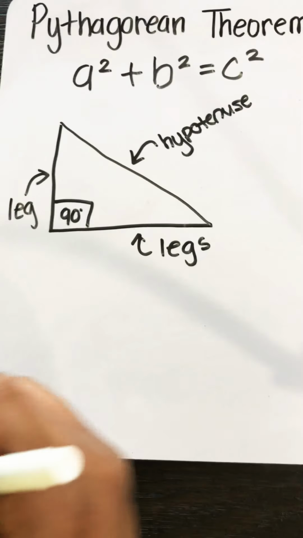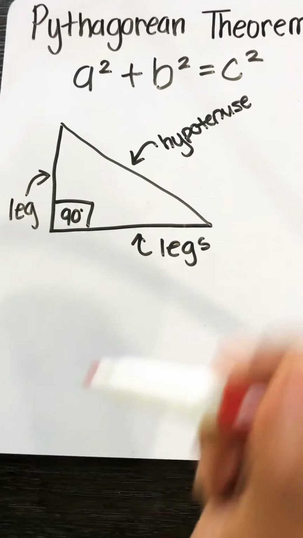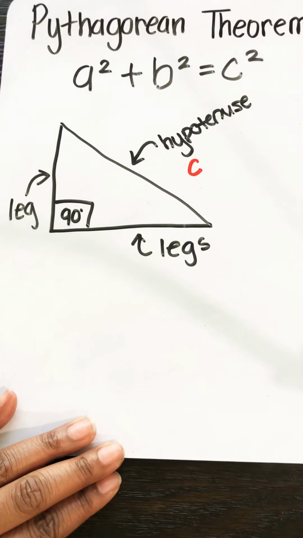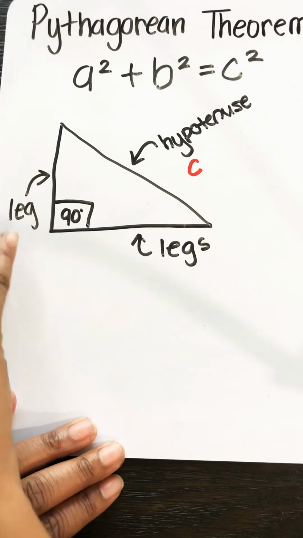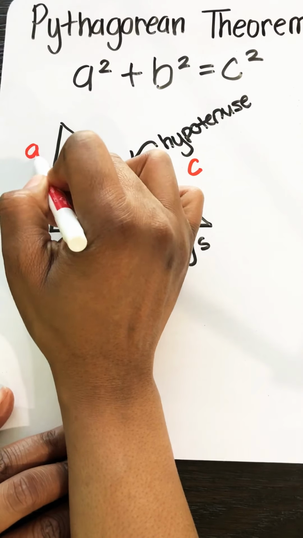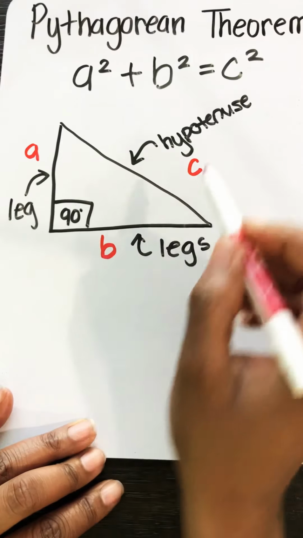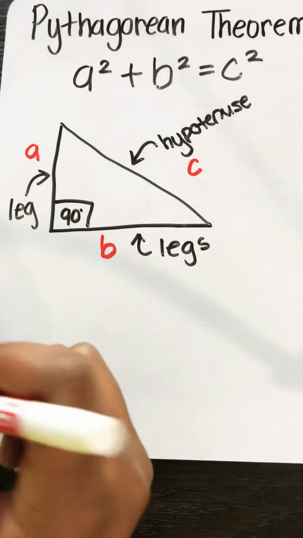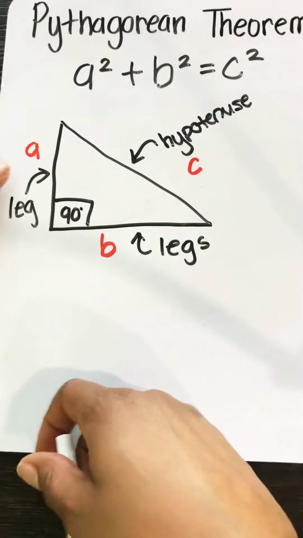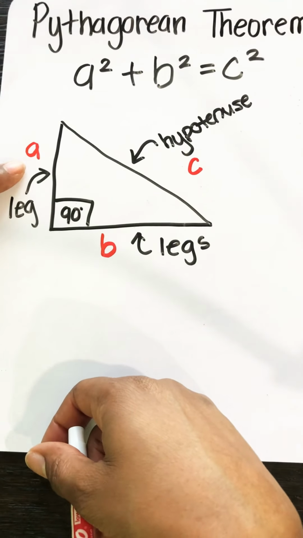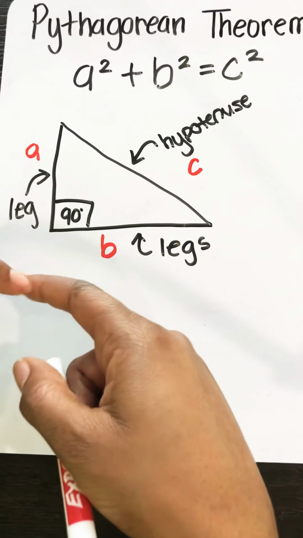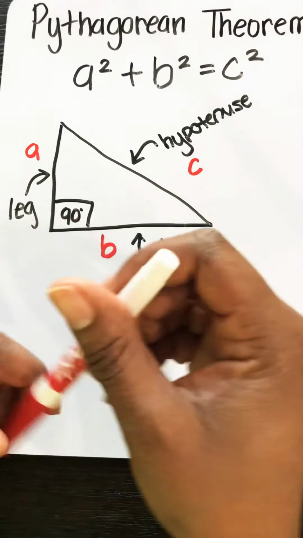Well, if you are to label these sides, your hypotenuse is always going to be C, always. And then your two legs are going to be A and B. Remember, it does not matter which one you call A and which one you call B. All that matters is that your hypotenuse is C. So what the Pythagorean theorem means is, if we take the length of A and we square it, and then we take the length of B and square it, and add them together, it will give us the length of C squared.